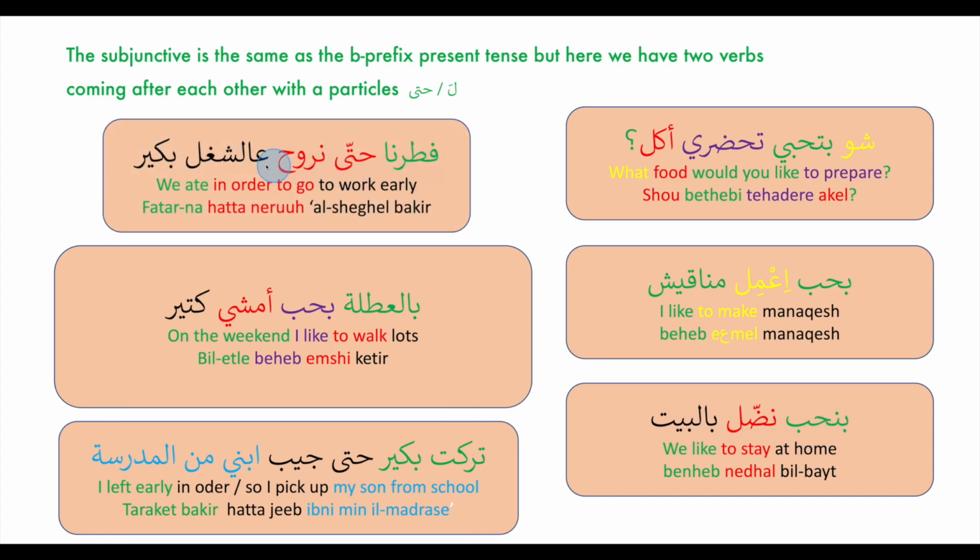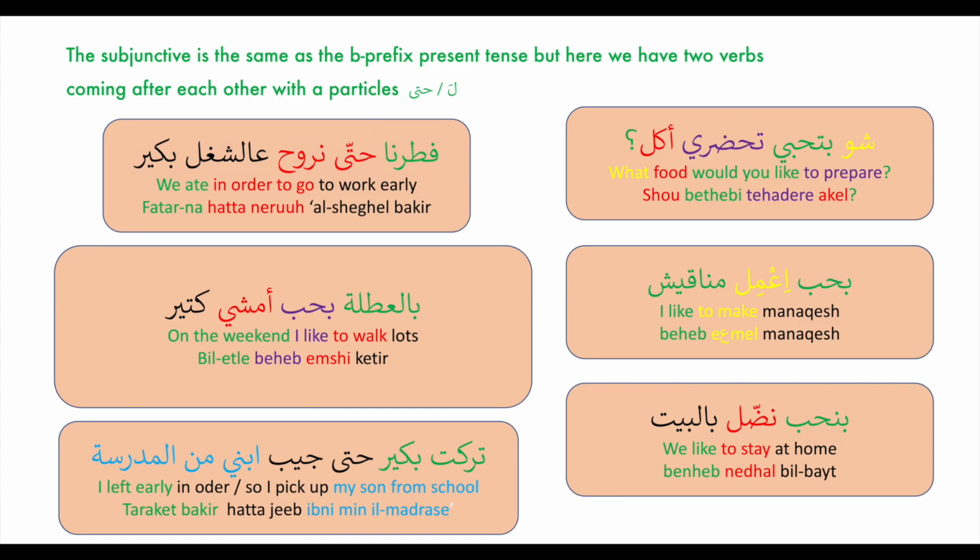فطرنا حتى نروح على الشغل بكير. فطرنا, we ate breakfast; حتى نروح, in order to go; على الشغل بكير, to work early. فطرنا is conjugated with we, past tense. نروح is conjugated with we, present tense.